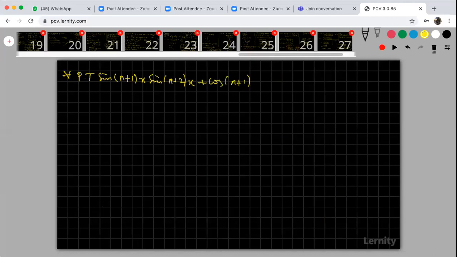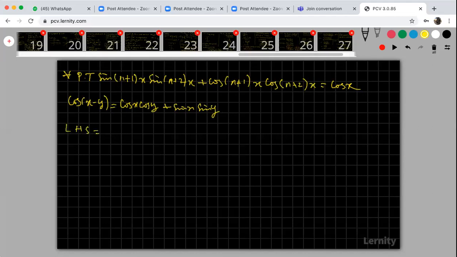Look at the problem: sin (n+1)x sin (n+2)x + cos (n+1)x cos (n+2)x equal to cos x. So my left hand side is... before going to that left hand side, I have to write the formula. What is the formula? What about your cos(x minus y) formula? Cos x cos y plus sin x sin y. Right, now come to that LHS.